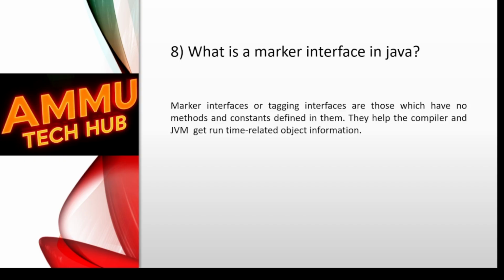What is a marker interface in Java? Marker interfaces or tagging interfaces are those which have no methods and constants defined in them. They help the compiler and JVM get run-time-related object information.